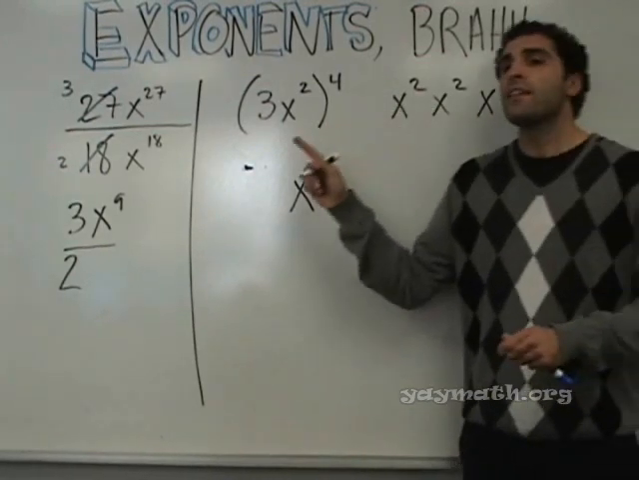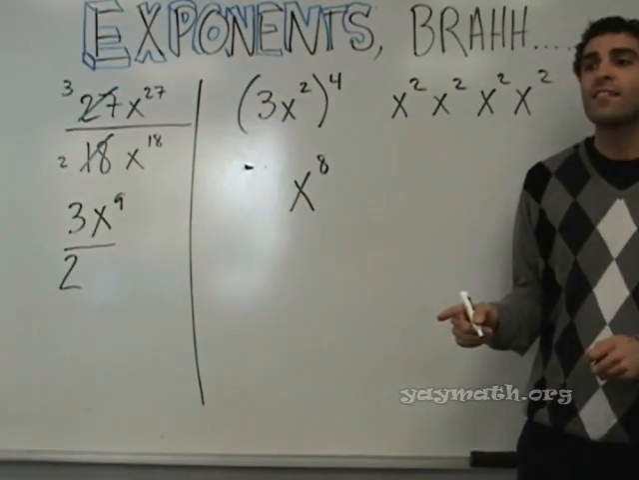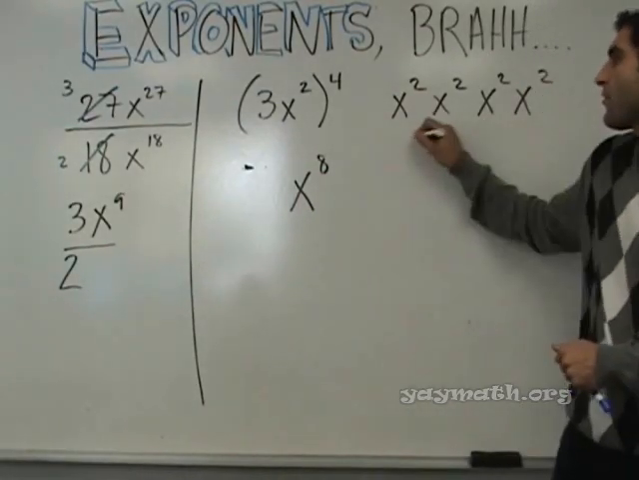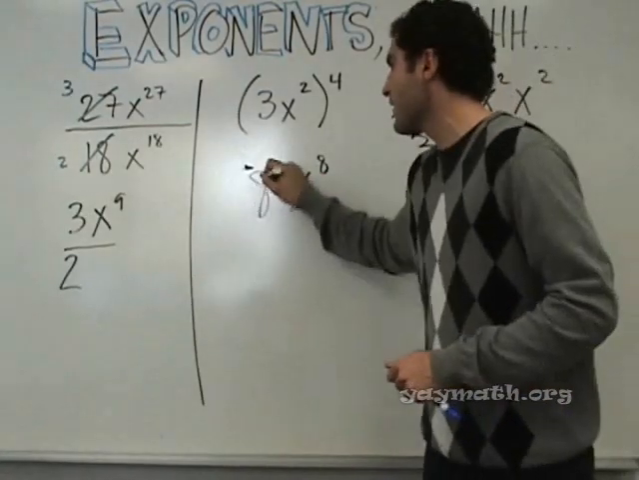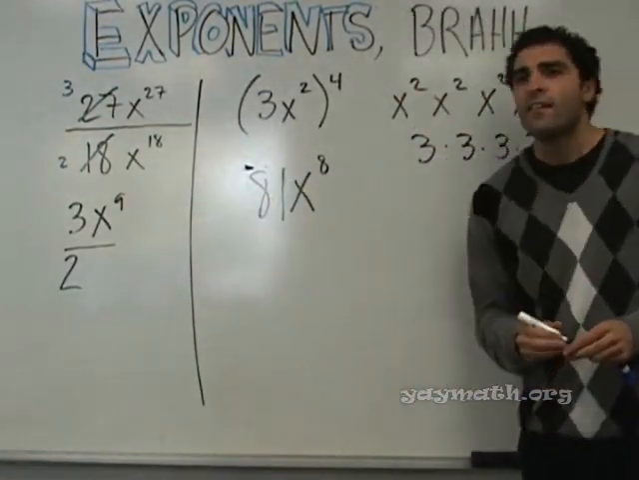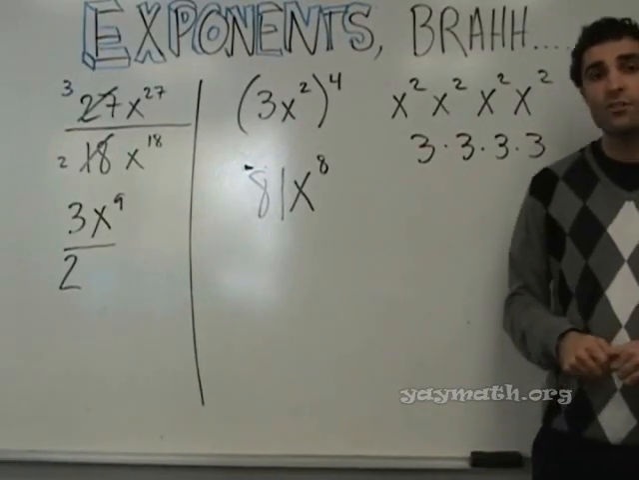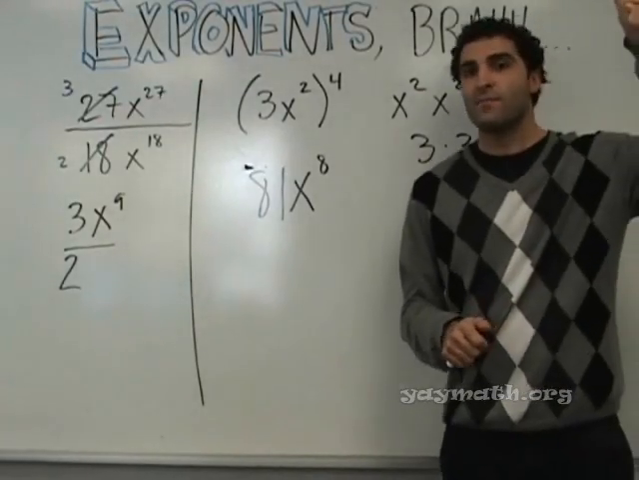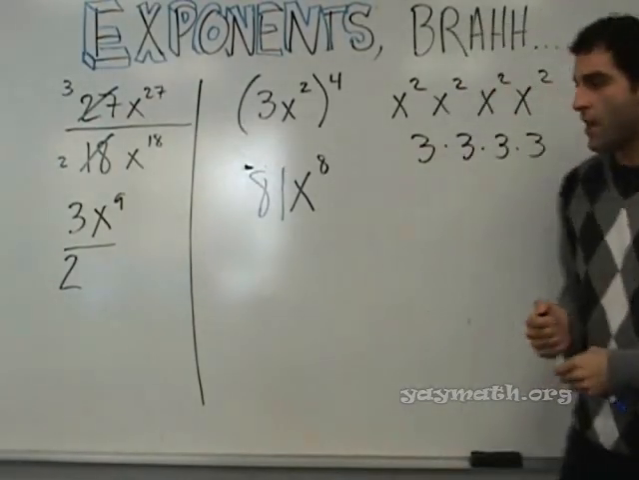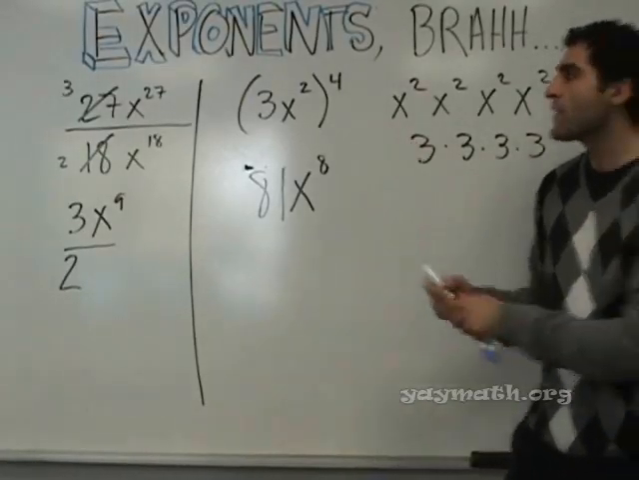And now 3 times 3 times 3 times 3 is 81. Cool? Okay, 81x to the 8. Any questions about this? What if this was negative?